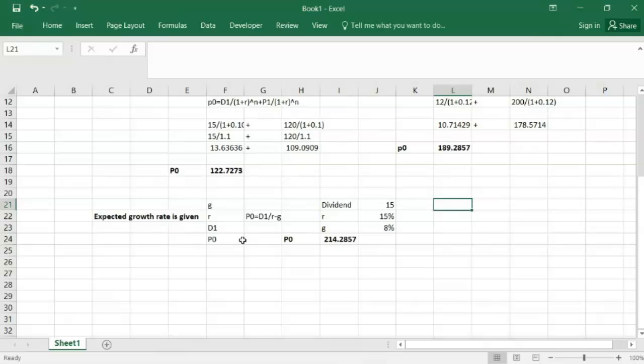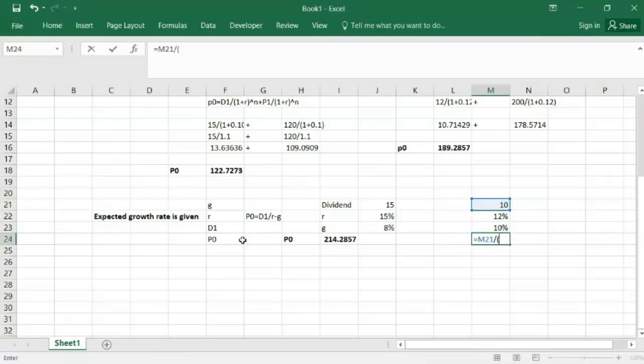If the dividend declared by the company is 10 rupees, and the expected growth rate, or what we call the required rate of return from the market, is 12%, and the expected growth rate is 10%, I can get it from the market, so I can calculate what the market price is expected to be.